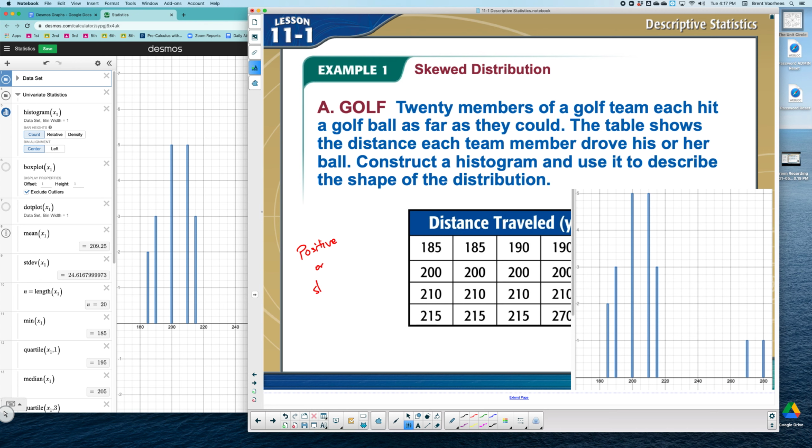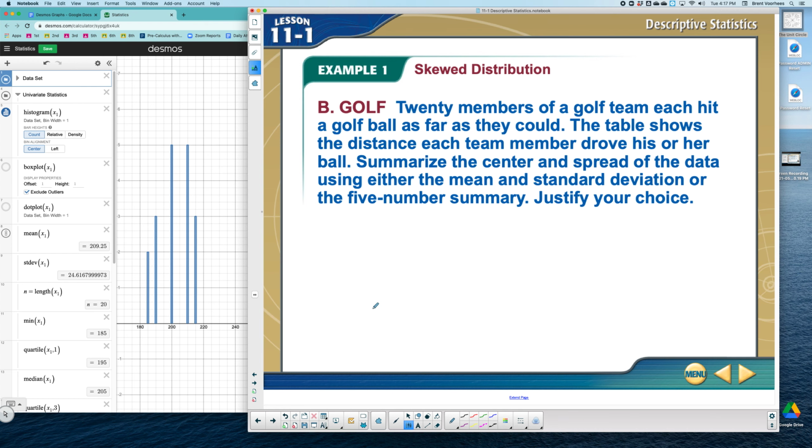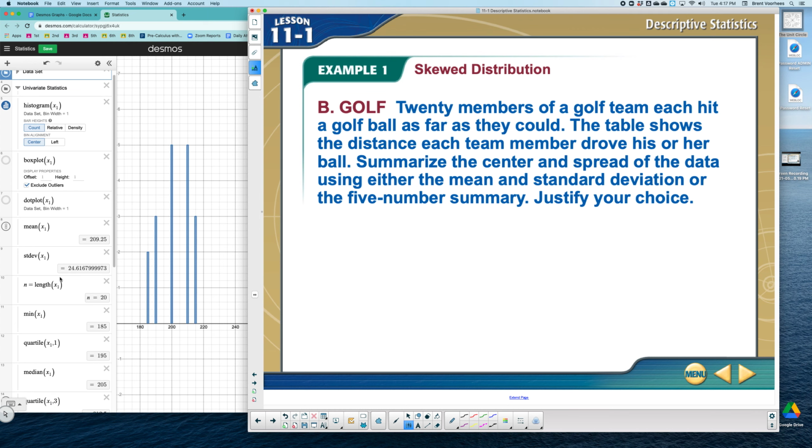Or skewed right. Now in part B it says, summarize the center and spread of the data using either the mean and standard deviation or the 5-number summary. Justify your choice. Okay, so it's saying pick between the two.